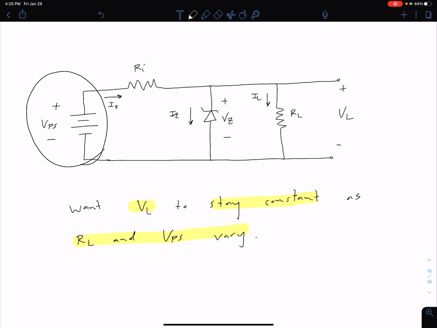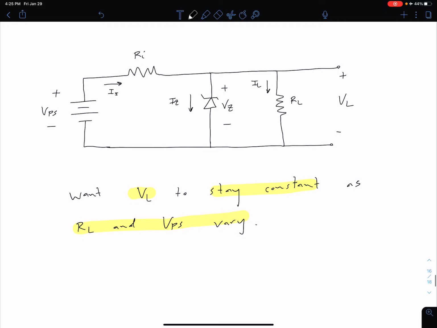So that's how our VPS could vary. Now what about our RL? Why would that be varying? Well, there's a lot of reasons our RL could vary. We're going to look at an example in the next video where we talk about a radio. Depending on how loud the sound you're outputting is, you're going to have a different load resistor. The same basic idea could be applied to, for instance, elements that heat. So the more heat you're producing, you could have various resistance values.